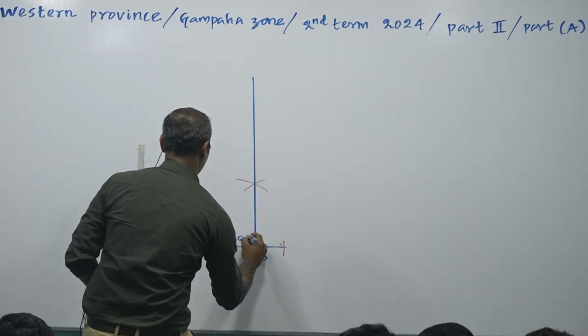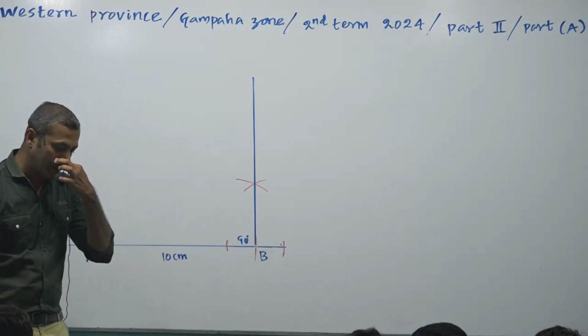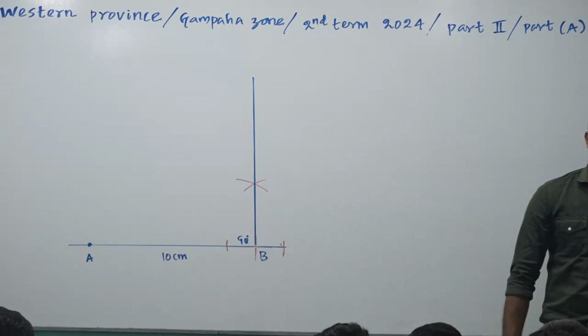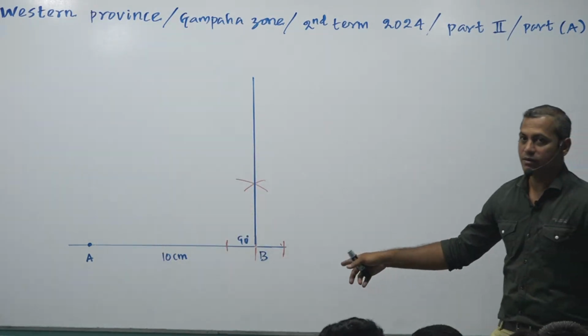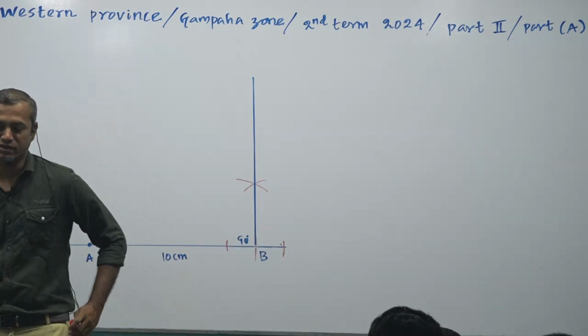This is 90 degree. Or you can use a semicircular arc and then draw a 90 degree angle. It's okay, you can use a semicircular arc, but don't use a protractor. Use the compass to draw the 90 degree angle.